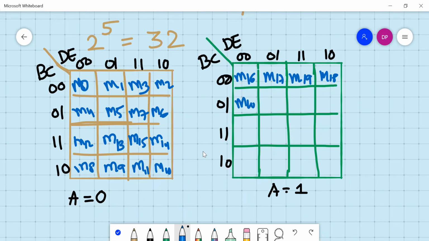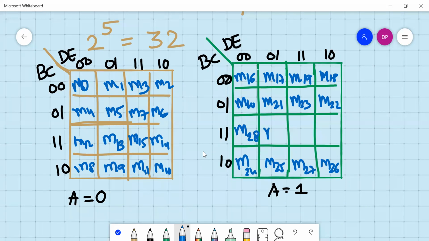Then you will have 20, 21, 23, this is 22. Then 24, 25, 27, m26, this is m28, m29, m30, m31. These are the min terms. So in this way we have to fill. 16 terms here and 16 terms here, total 32. This is for A equal to 0, and this is for A equal to 1.